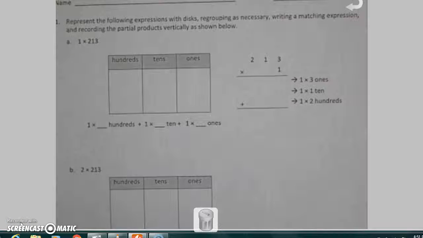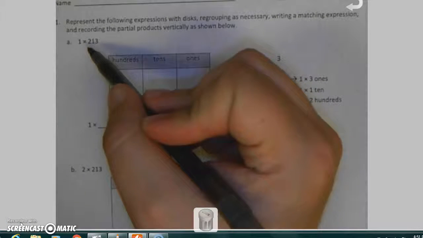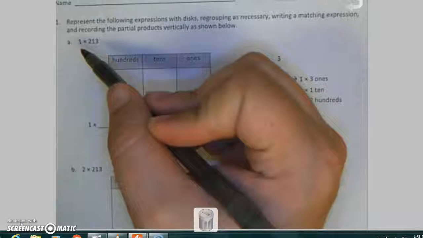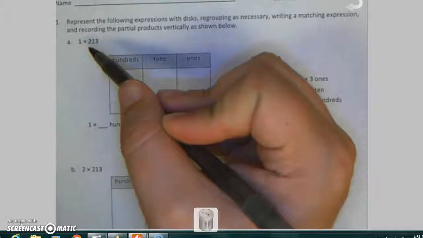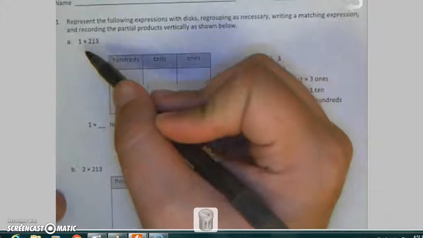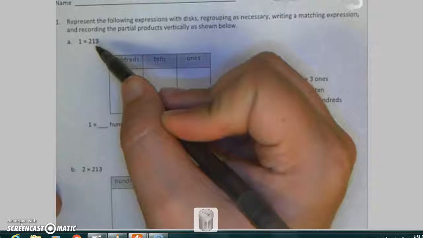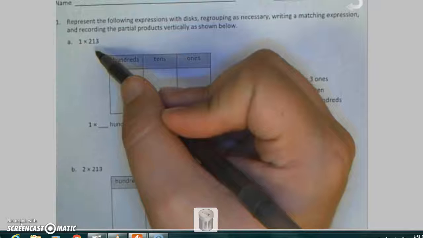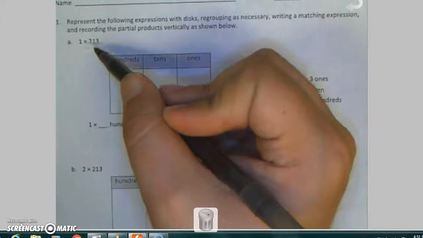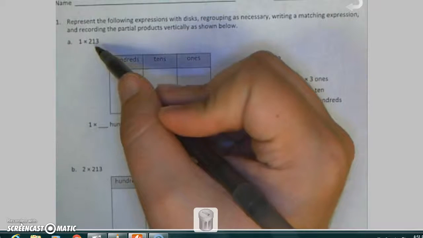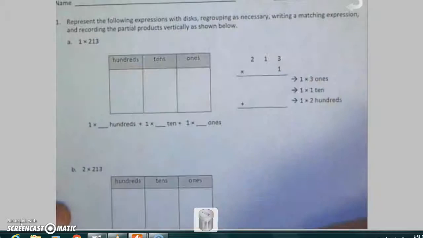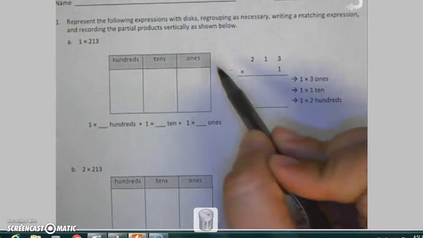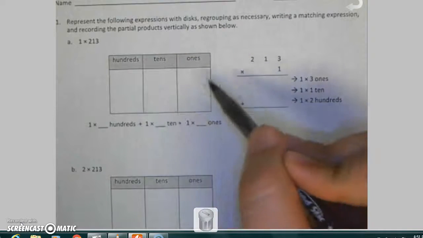Today we're going to talk about how to multiply a one-digit number by a three-digit number, or a three-digit number by a one-digit number, because we know that the order of numbers in multiplication does not matter. 1 times 213 would be the same as 213 times 1. And we start with this problem because we know what the answer is. We know that 1 times 213 would be 213. But we're going to use something we know to see why that works.